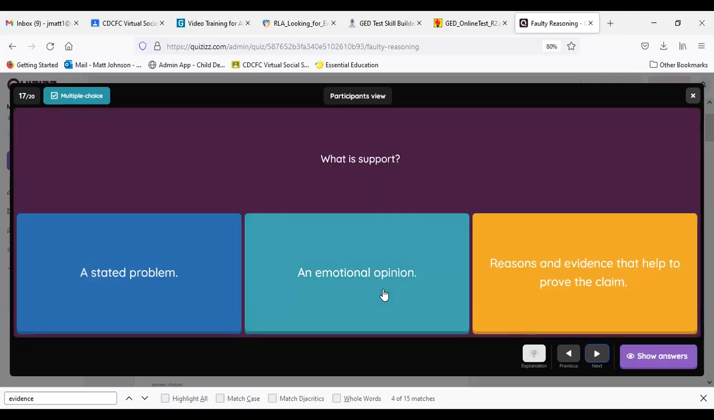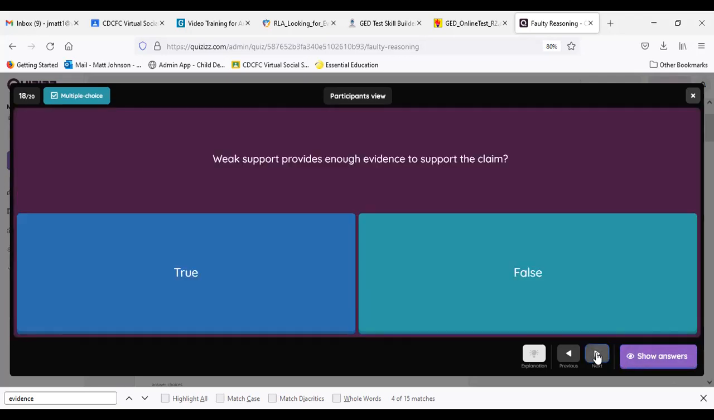All right, what is support, Christiana? Reasons and evidence that help to prove the claim, right? So you make that claim, you support the claim. The support is found in logical reasoning and evidence. Good job. All right. Sasha Gay.